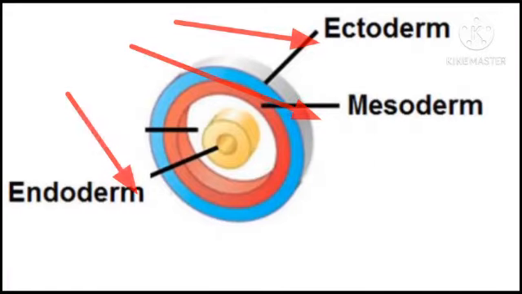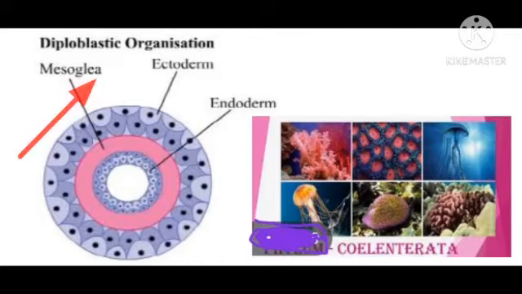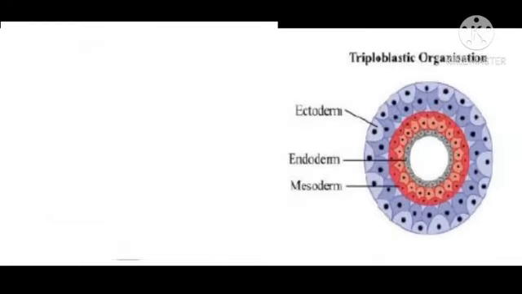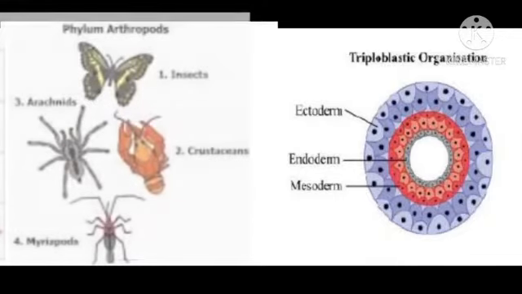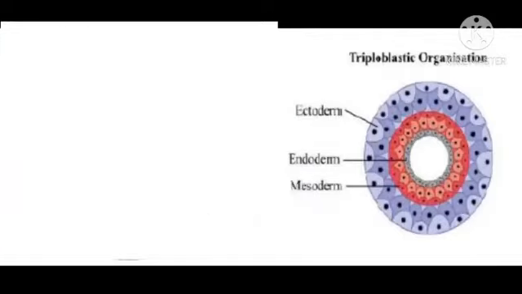So, according to the number of germ layers present in the embryonic stage, animals could be diploblastic, which are derived from two embryonic germ layers, that is ecto and endo. Examples are coelenterates, that is jellyfish, hydra, etc. Triploblastic animals are the second type, derived from all three embryonic germ layers. Examples are arthropods, echinodermata. Almost all organisms possess the three germ layers.